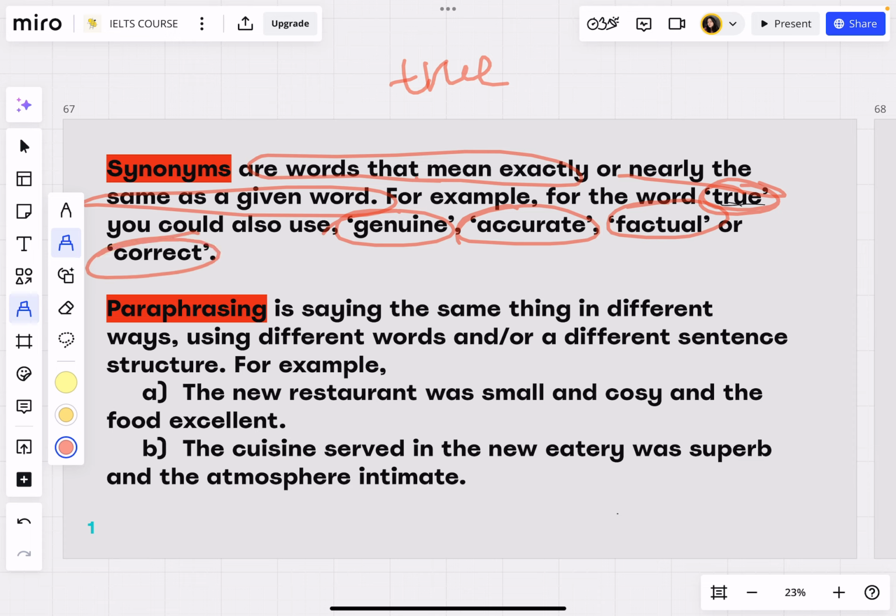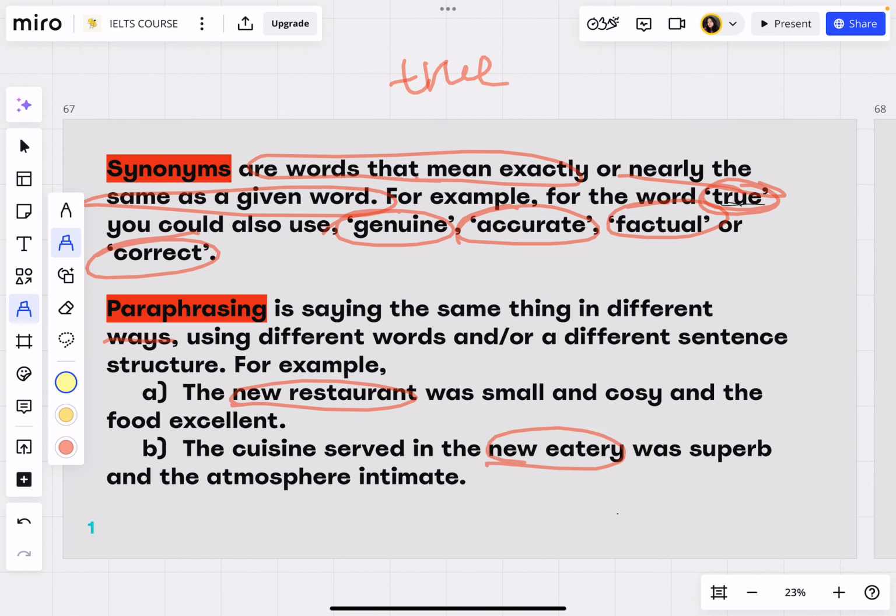But for sentences, we don't have synonyms, we have paraphrasing. Paraphrasing is saying the same thing in a different way, using different words or different sentence structures. For example, "A new restaurant was small and cozy, and the food excellent." The first one is A1 level, but the second one: "The cuisine served in a new eatery was superb and the atmosphere intimate." Now I'm going to pair how every word was paraphrased. For example, new restaurant became new eatery.